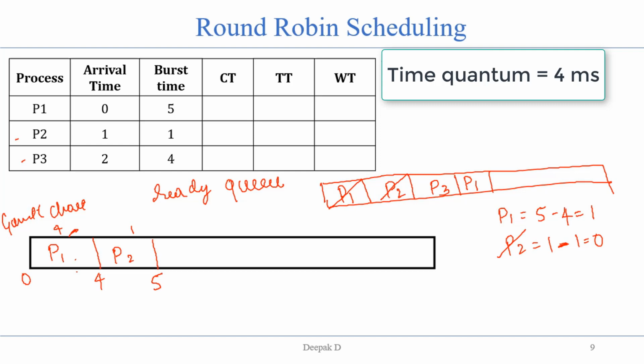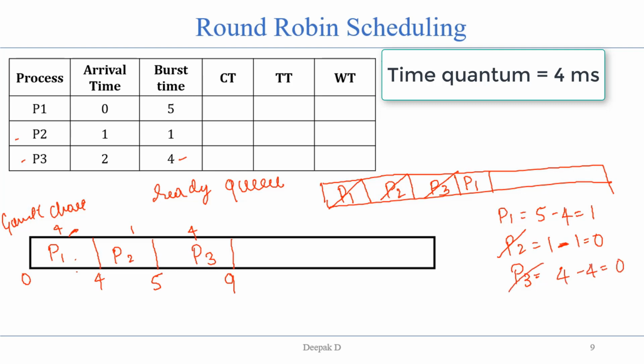So the next chance is given to P3. Next waiting is P3. What is the burst time here? It is 4. So I take it from here and execute P3. What is the time quantum? It is 4, and the burst time is also 4. So I execute it completely. Now you can see P3 has also completed its execution.